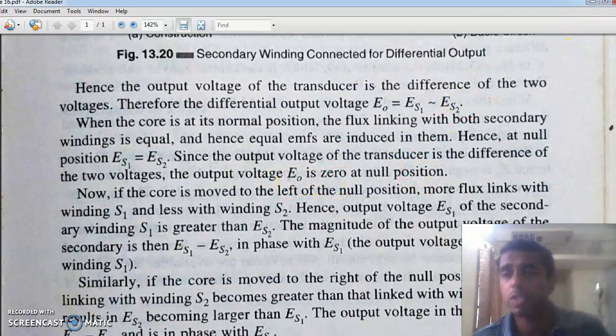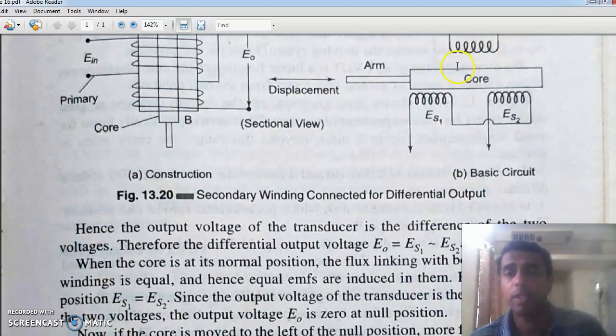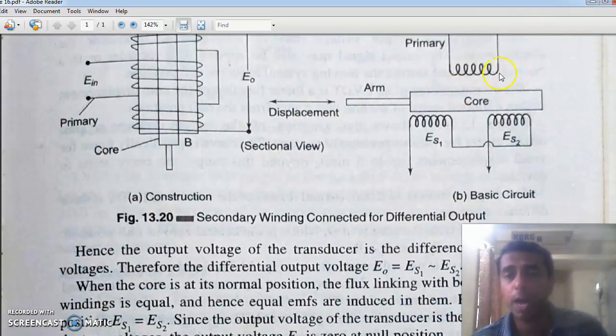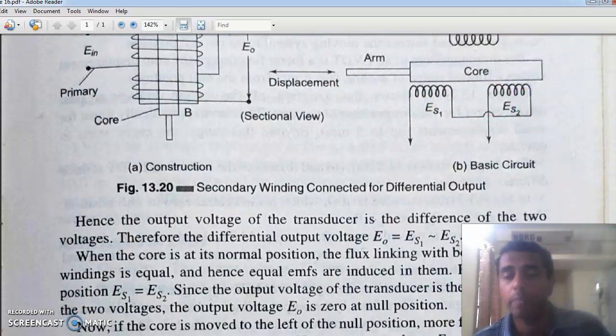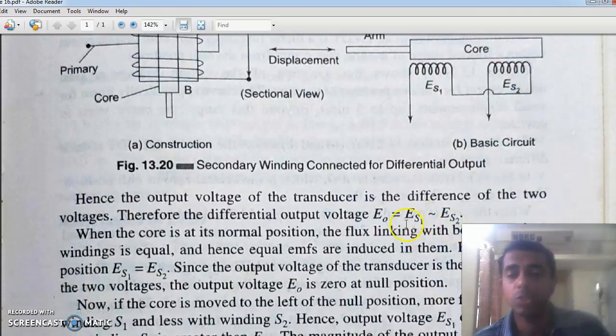So what happens when the core is moving towards the left? When it moves in this direction, the core has less flux linkages with S2 and more flux linkages with S1. So ES1 will definitely be greater than ES2. When ES1 is greater than ES2, obviously the magnitude of voltage will be positive and high. So it increases in the positive direction.